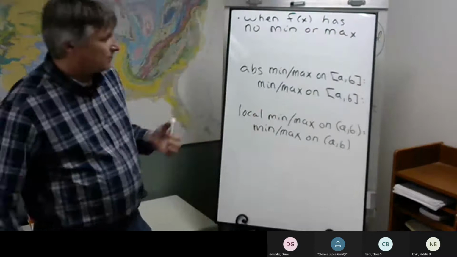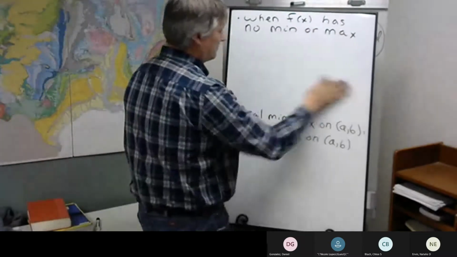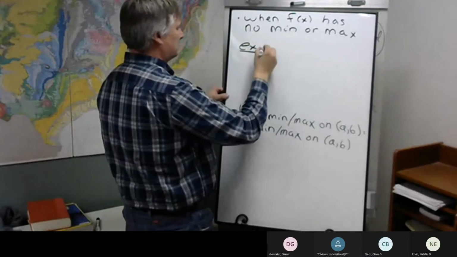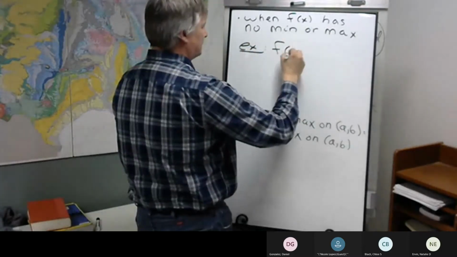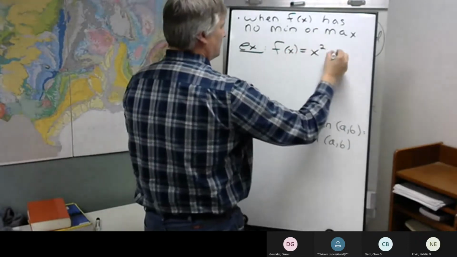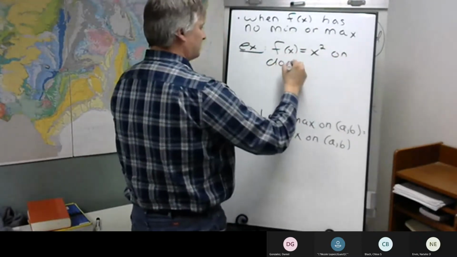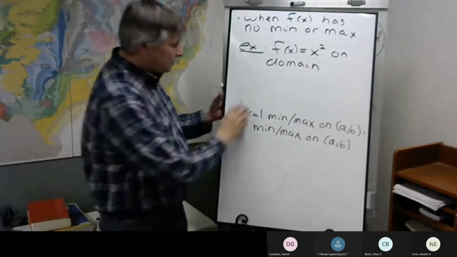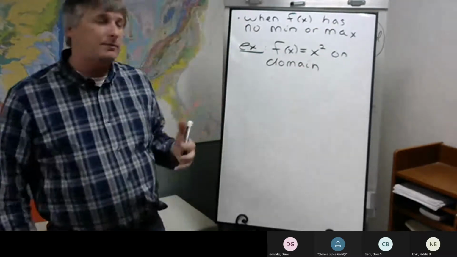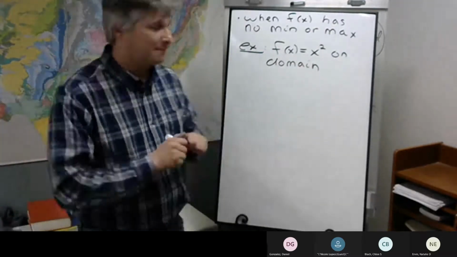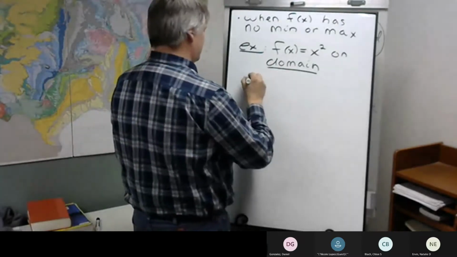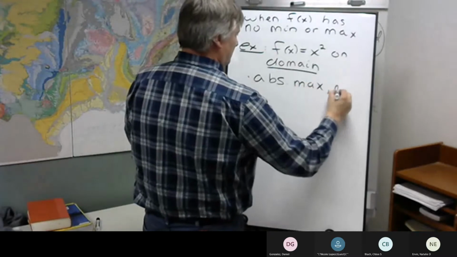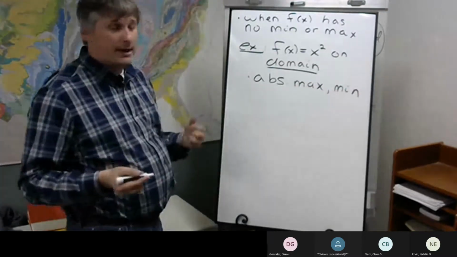So let's take a look at this when there's no minimum or maximum. Let's say f of x is x squared on its domain. So we're going to look at the entire domain of x squared. Since we're looking at the entire domain, we're going to be talking about absolute max and absolute min. So this is what we're looking at.